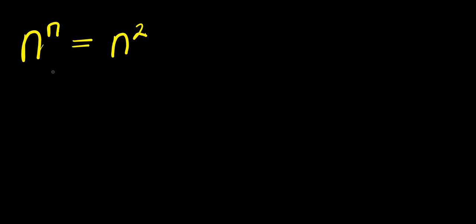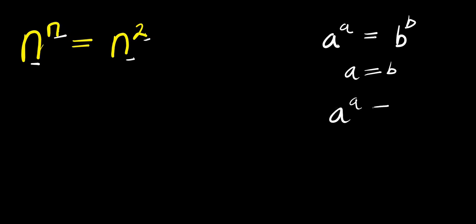Hello, how to solve this exponential problem? This is n^n = n^2, solving for the value of n that satisfies this equation. Now, if you have a^a = b^b, you can say that a equals b, right? That means if you also have a^a = a^x, you will also say that a equals x.